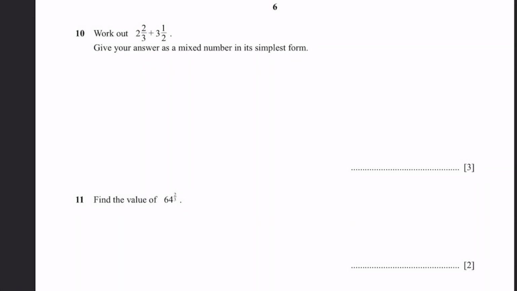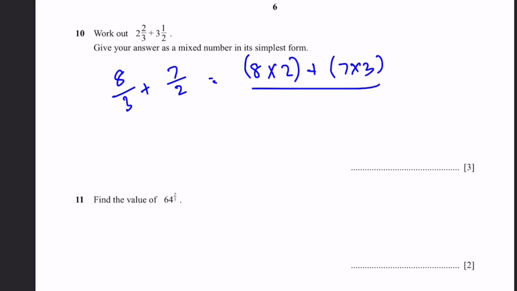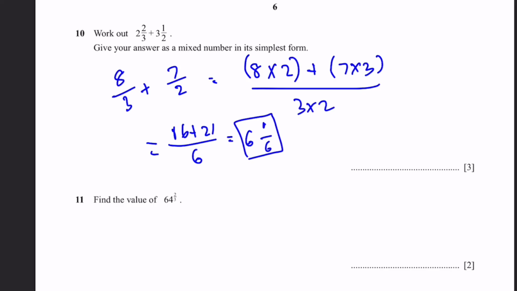Question 10. Work out 2 2 by 3 plus 3 1 by 2. Give your answer as a mixed number in simplest form. We can first convert these to improper fractions. That's just 8 by 3 plus 7 by 2. Now, we can make the denominator the same. So 8 times 2 plus 7 times 3 divided by 3 times 2, by cross multiplying and then multiplying the denominators. That'll simply be 16 plus 21 by 6, which is 6 1 by 6 if you did it correctly. And that's our answer because we need it in mixed number.